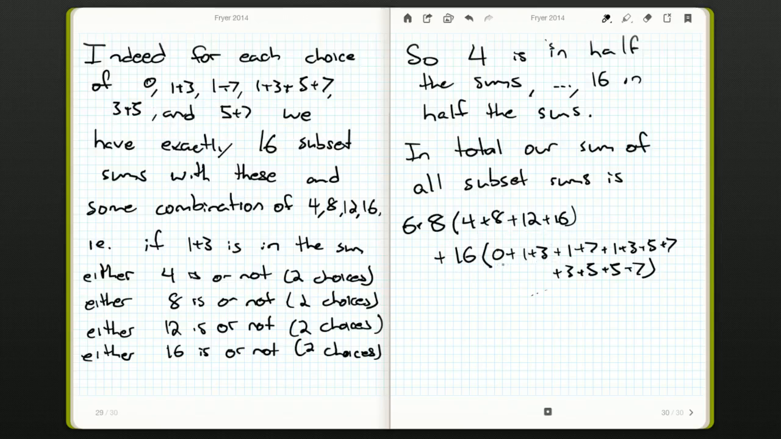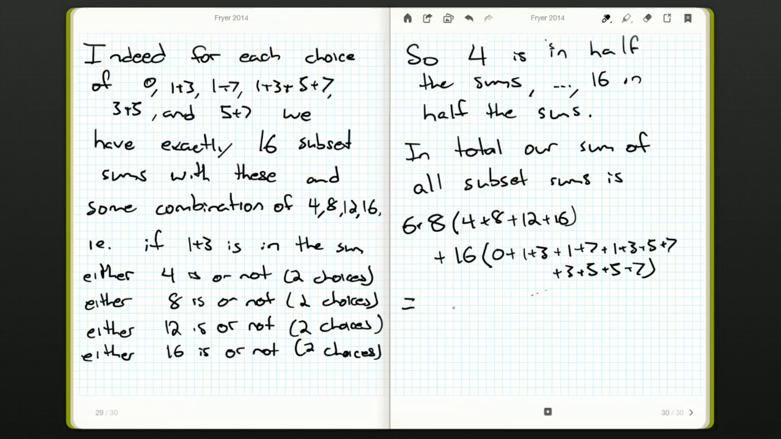We have 0, we have 1 plus 3, we have 1 plus 7, 1 plus 3 plus 5 plus 7, 3 plus 5, and 5 plus 7. So there's 6 different cases of what the odd numbers can be in our subset. And so for each of those 6 cases, 4 will appear 8 times. So that's why I think this number is a little better. I really hope this one's correct.